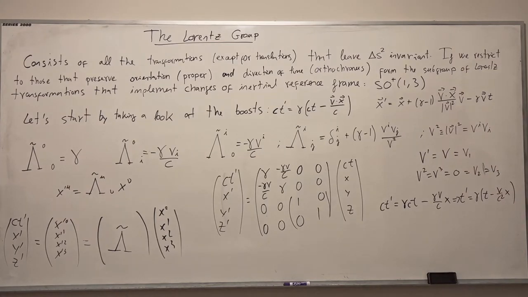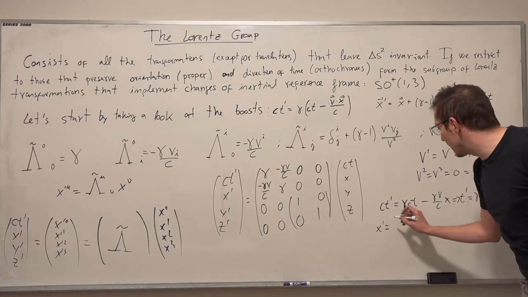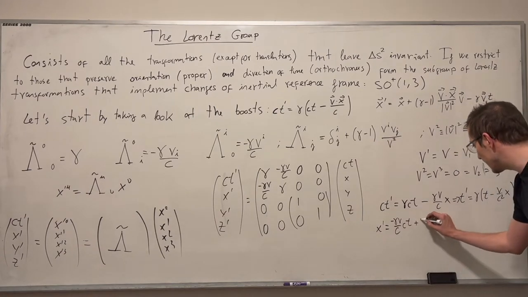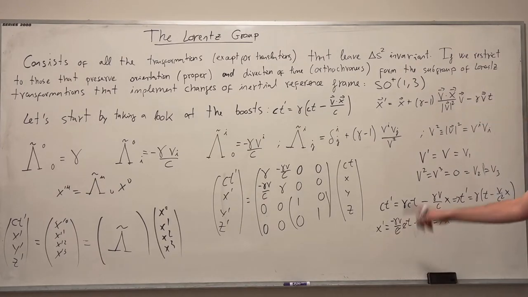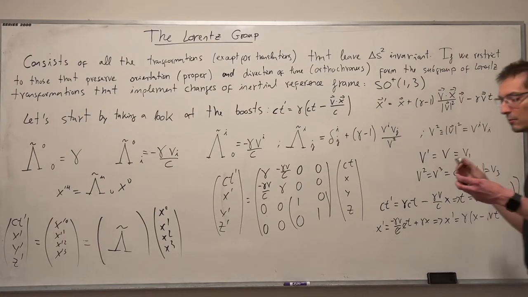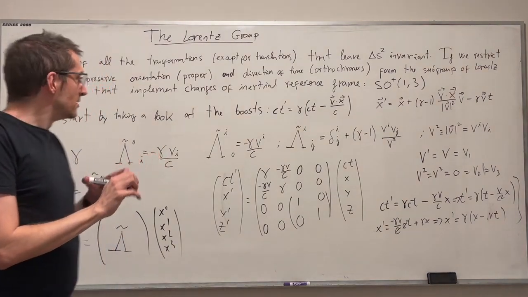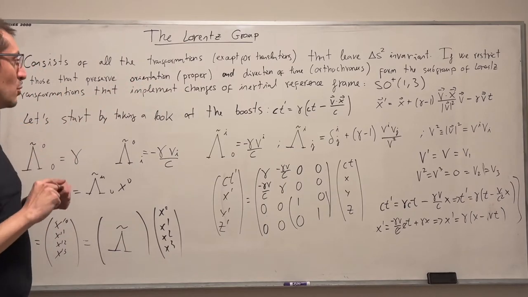All right. And then what happens with X prime? Well, X prime is equal to, let's see, minus gamma V divided by C, CT, plus gamma X. And then we can simplify, taking the gamma as common factor, and this cancels this, right? So we get gamma X minus VT. And there you go. Those are the Lorentz transformations that we knew for when the velocity is in the direction of X. So we all agree that this is the matrix representation for these boosts, right?